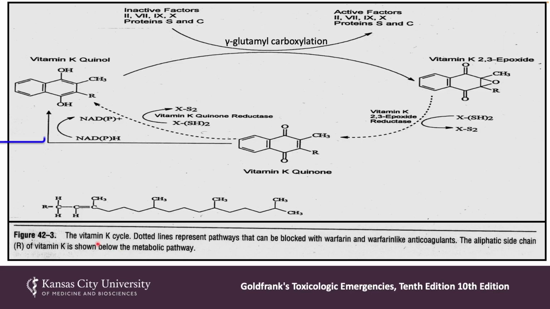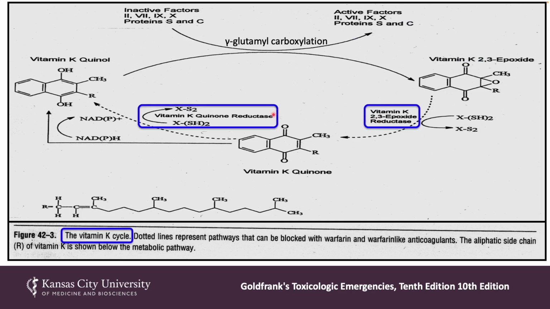In this diagram depicting the vitamin K cycle, you'll notice the vitamin K 2,3 epoxide reductase enzyme and the quinone reductase enzyme are coupled. Vitamin K is cycled through this, and the quinol form is used as a substrate for gamma-glutamyl carboxylation. In other words, it takes inactive factors and adds this special carboxyl group to activate factors 2, 7, 9, 10, protein S, and protein C.